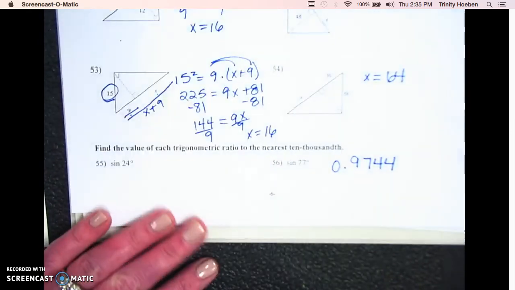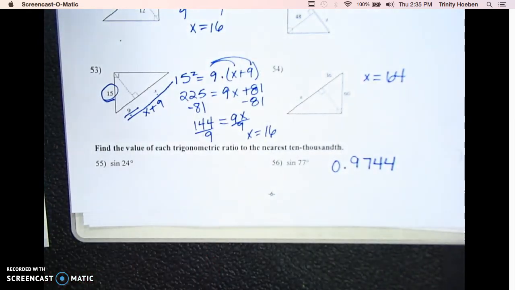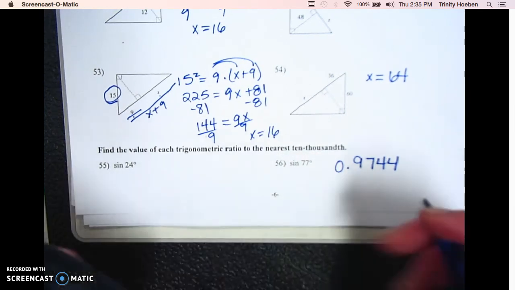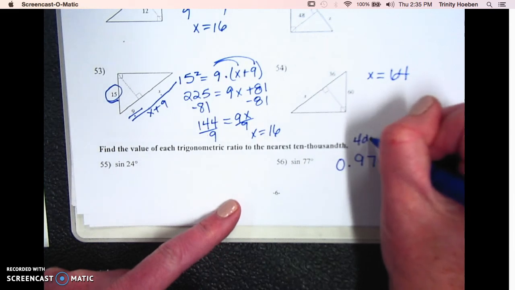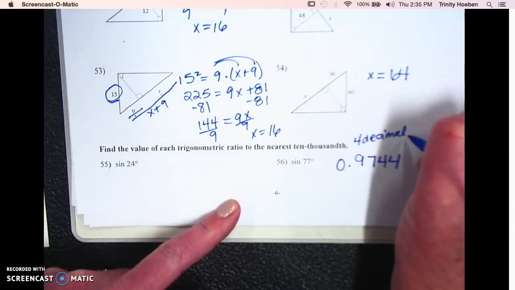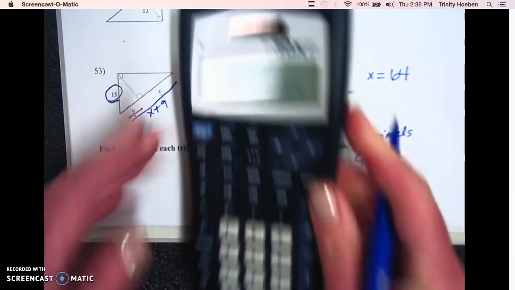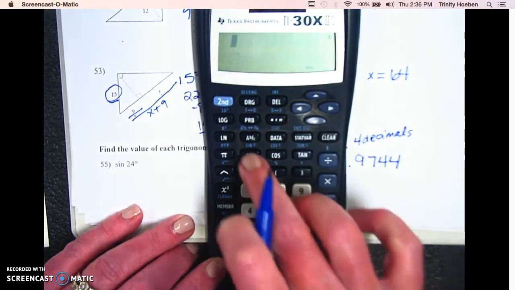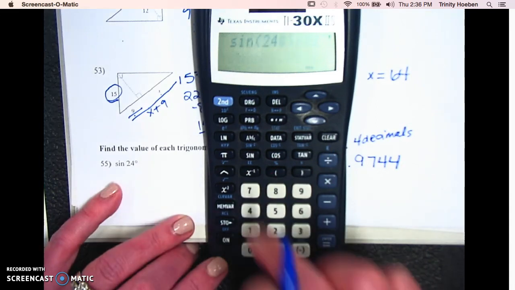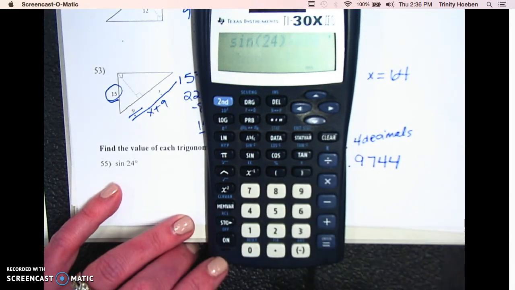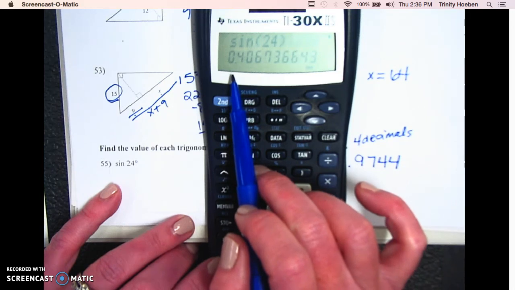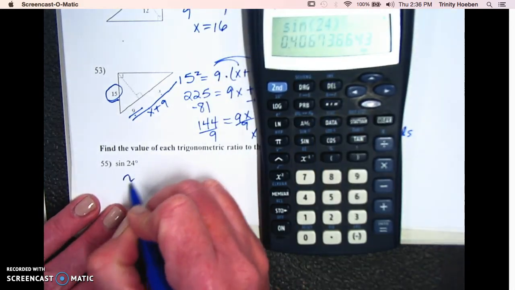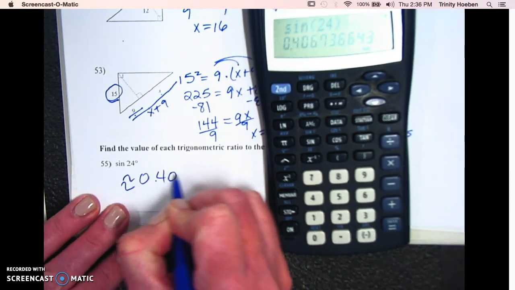Down at the bottom, number 55, find the value of each trigonometric ratio to the nearest 10 thousandths. That just so happens to be 4 decimal places after the decimal point. So you want to make sure your calculator is in degree mode. It should say that little DEG, and then all you do is type the sine, type in the angle 24 degrees, hit equals. You're going to get 0.4067. There's a 3 next to it, so it stays. So 0.4067.